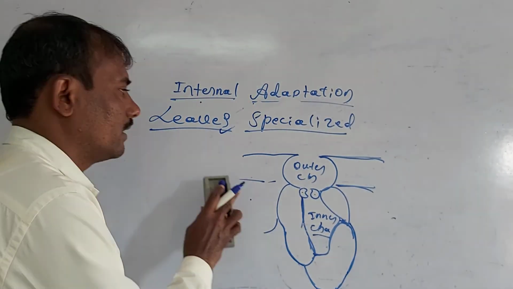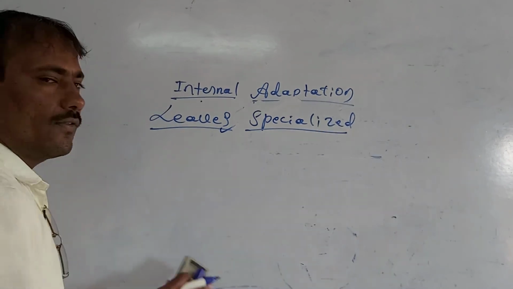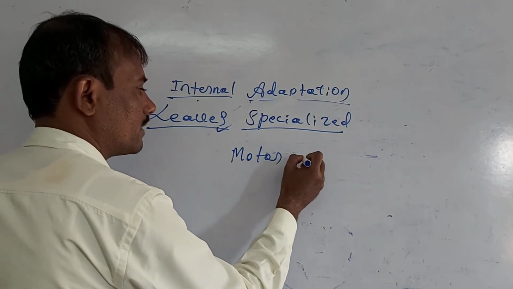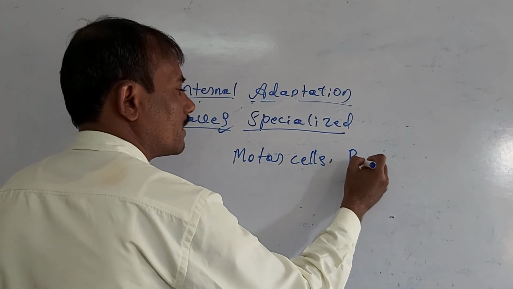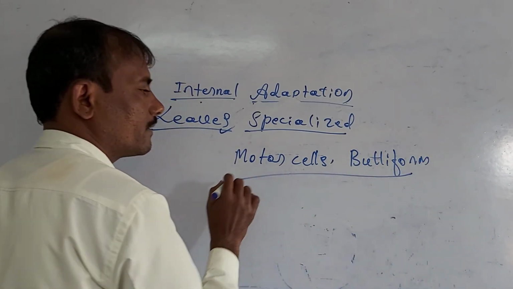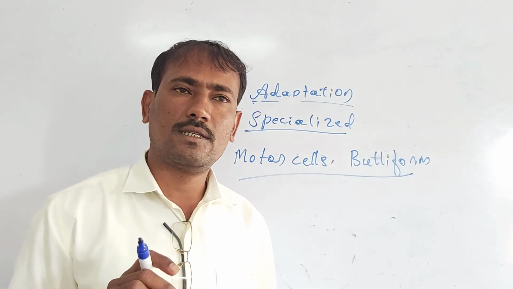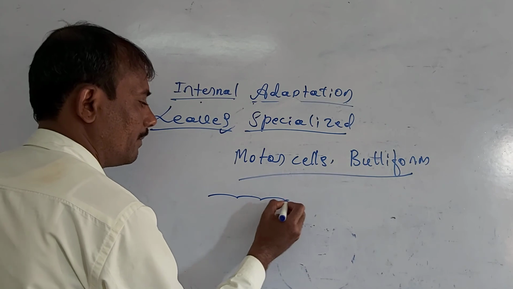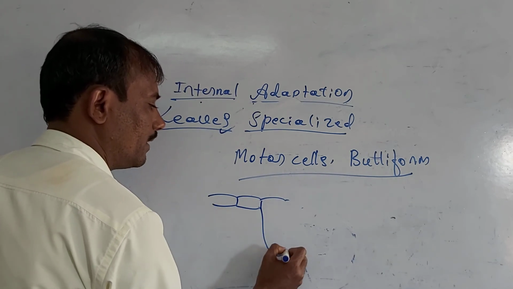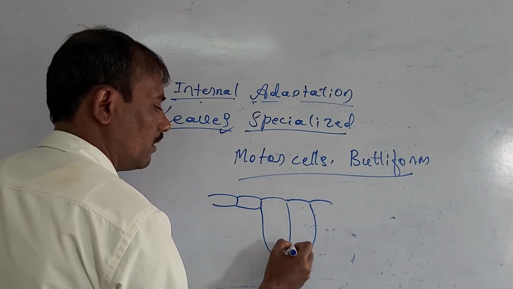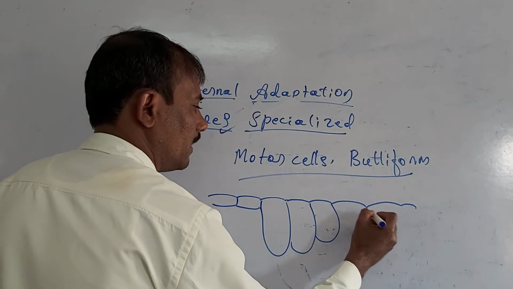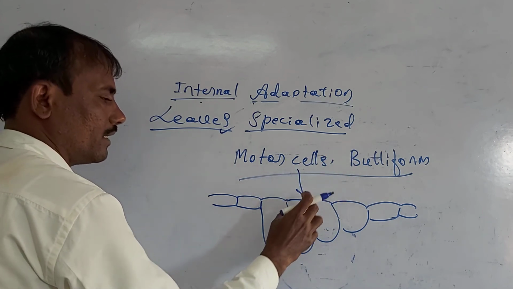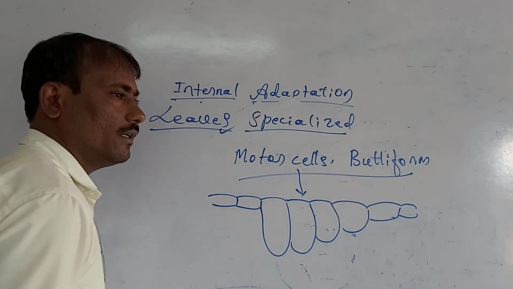Still, in some other plants, we also observe the presence of very specialized cells known as the motor cells, or in other words, the bulliform cells. These bulliform cells or motor cells are found to occur in the epidermal layer. Suppose that these are epidermal cells. Some of the epidermal cells are somewhat like this, somewhat larger and bigger in size. Such motor cells or bulliform cells are present in the epidermal layer of the leaves.